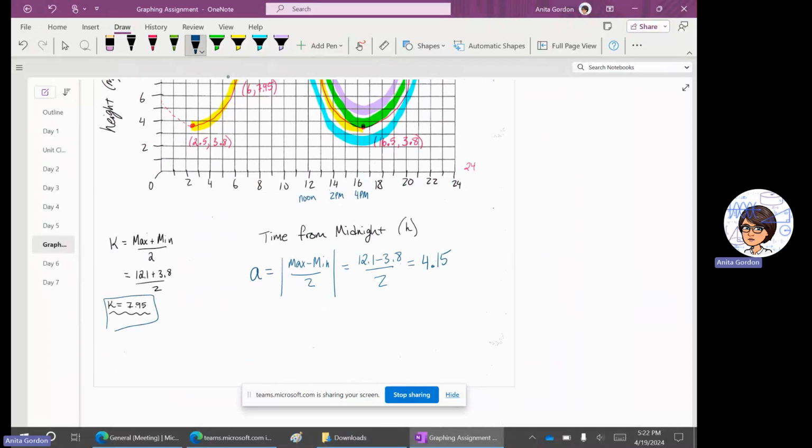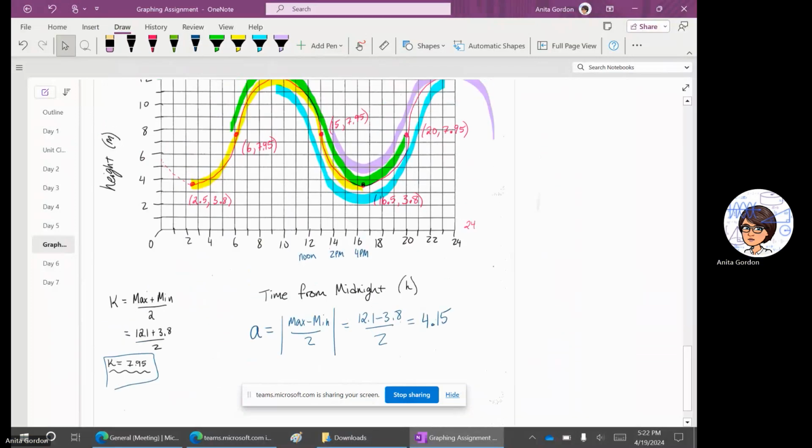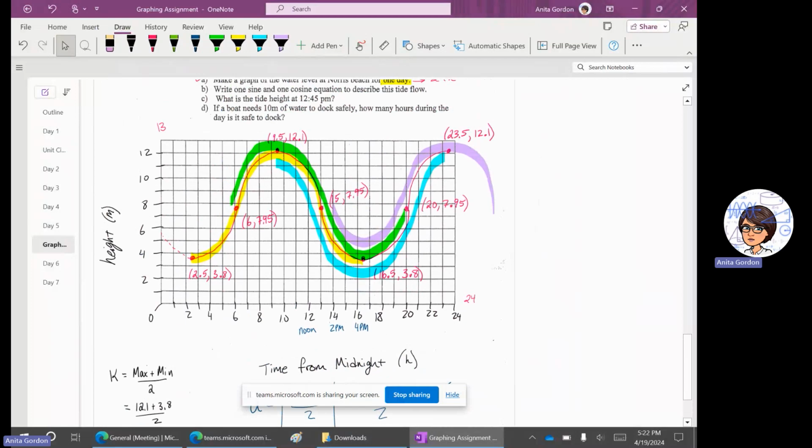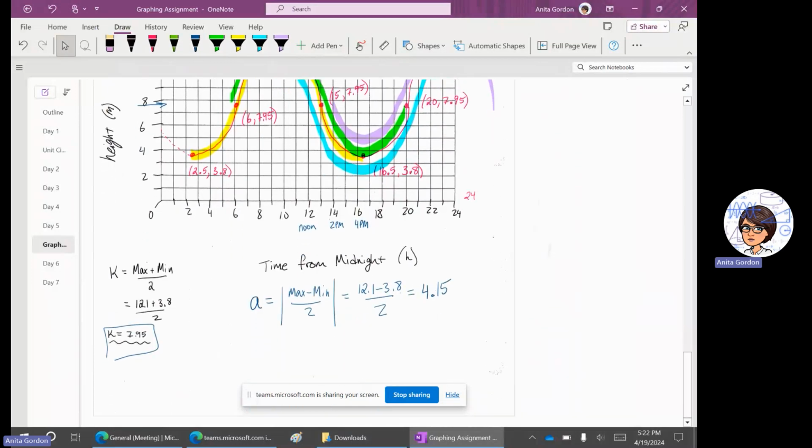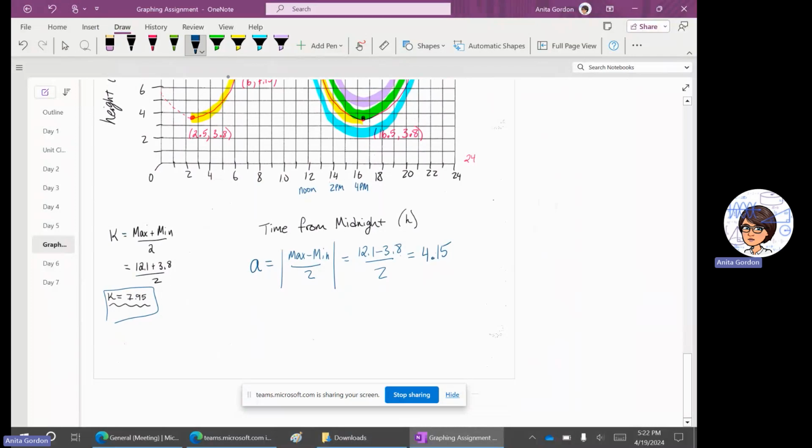My K value I already found. And remember, what does K represent? K represents where the center of my wave is. So no matter what equation I use, the center of my wave is the same. So A and K are the same. I'm going to keep those in 2 boxes.